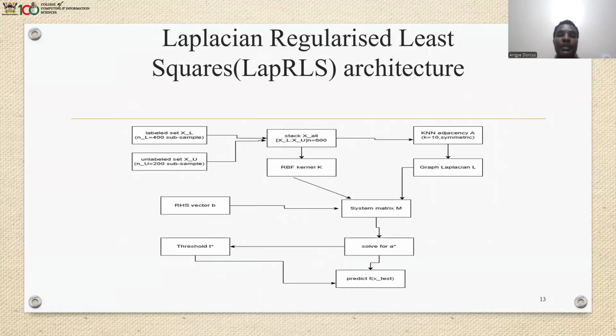Next, we have the LapRLS architecture. So finally, the Laplacian regularized least squares. This model combines regression with graph-based learning. We construct a similarity graph between patients, then compute a Laplacian matrix that represents the structure of that graph. We also compute a kernel matrix to capture the feature relationships. The model then solves a regularized optimization problem that ensures predictions are smooth across the graph. So similar patients will have similar predicted outcomes.